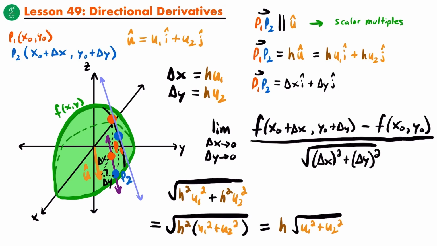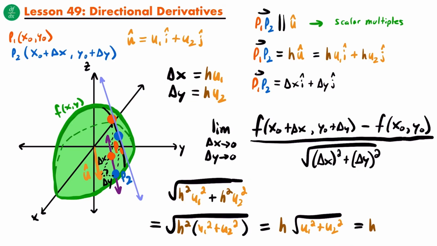If you were to take the magnitude of this vector, you would take the square root of the sum of the components squared. And we know that this is a unit vector, right? We've defined it to be so, which means that that magnitude would be 1. So this just becomes h times 1, which is h, okay? So that denominator we could replace with just h.